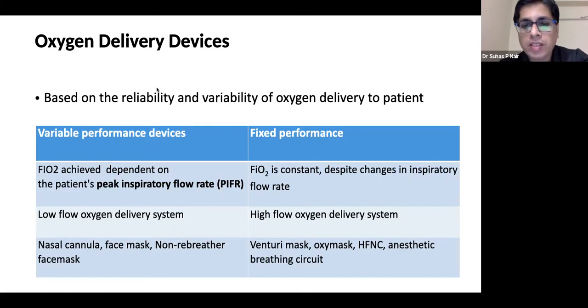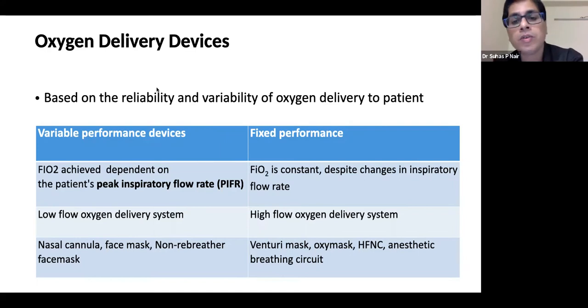Fixed performance devices are those where the FiO2 delivered is constant despite changes in inspiratory flow rate, and usually it is a high flow oxygen delivery system. Typical examples are the HFNC, the Venturi mask, and the Oxy mask. In a way, anesthetic breathing circuits also come under fixed performance devices.